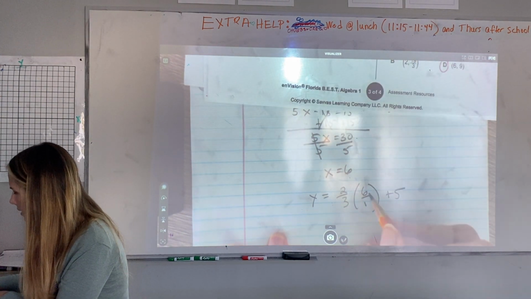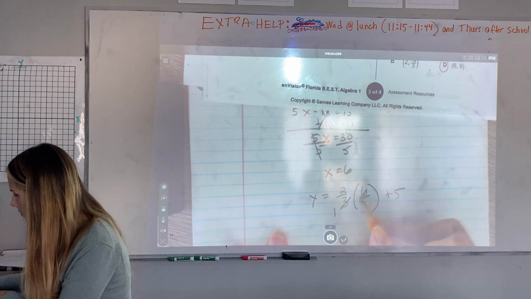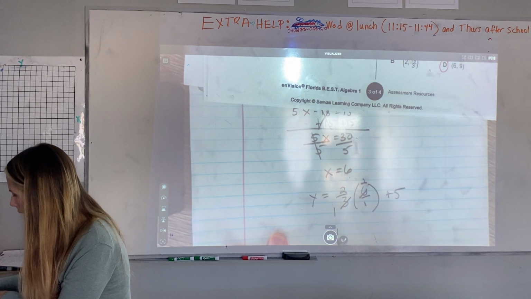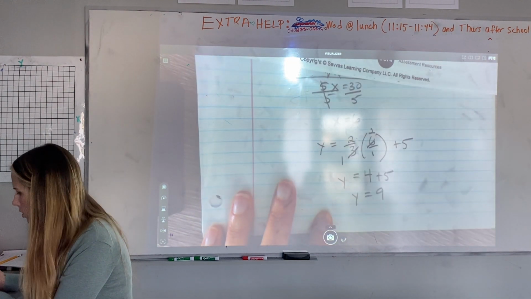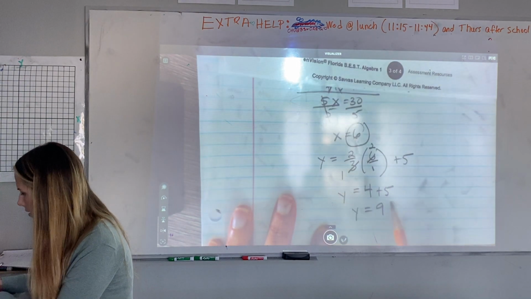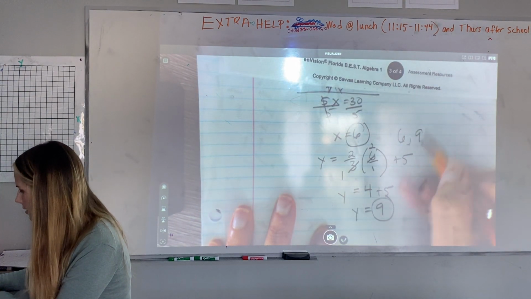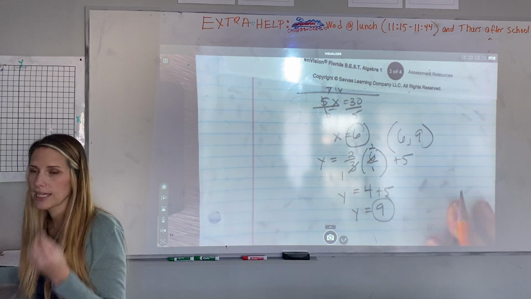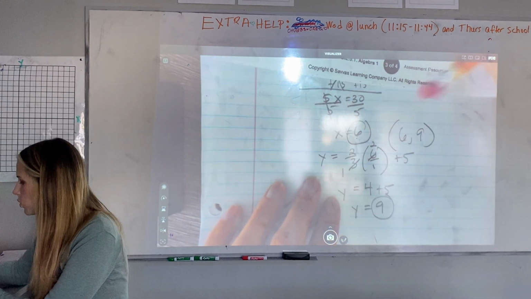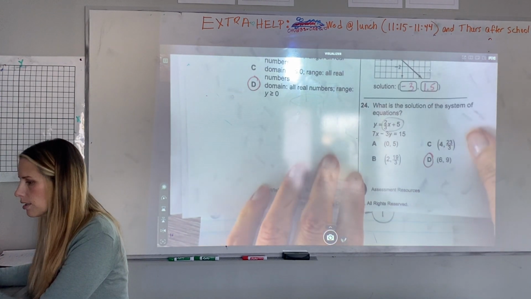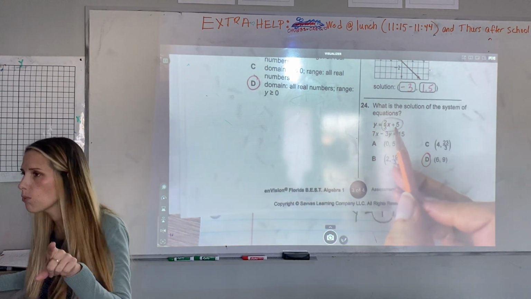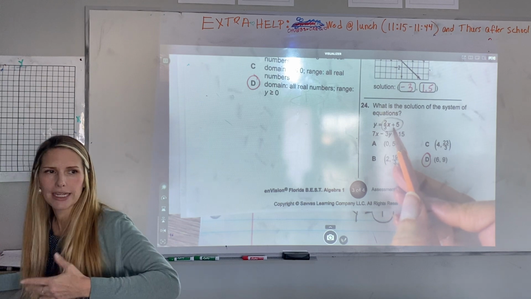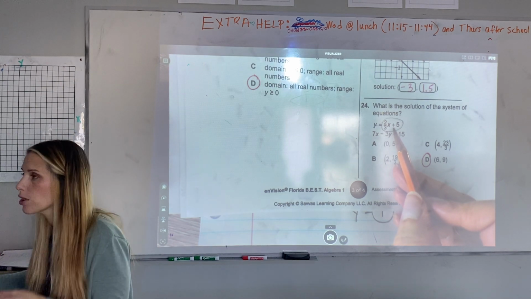Then we have 6 and 3 cancel. 2 times 2 is 4. Y equals 4 plus 5, y equals 9. So you have 6, 9. Your answer is 6, 9. On your test, you're going to plug both of those back into which equation? The second one, because we used the first one to solve for y, so we use the other one to check our answer because they have to work for both.